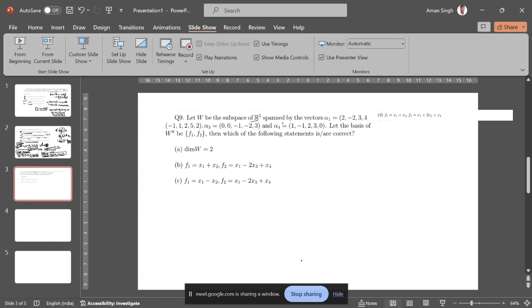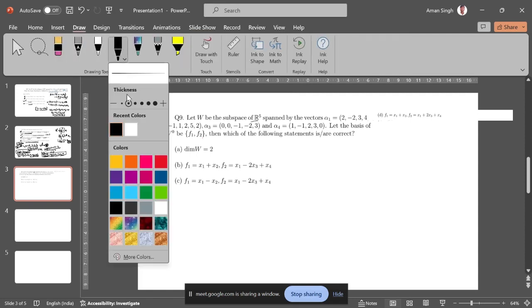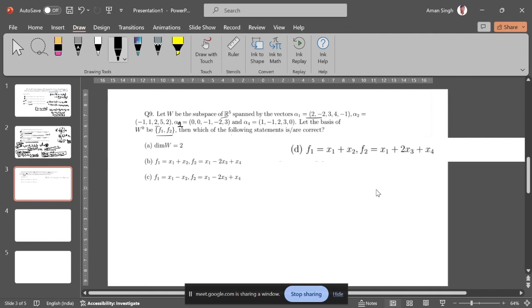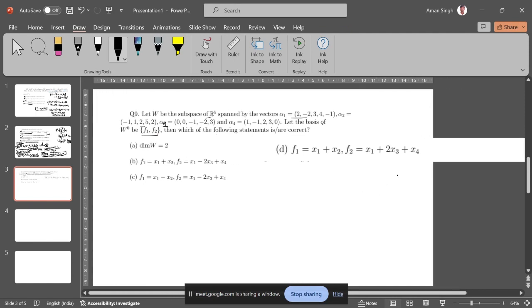W is a subspace of R5, spanned by these vectors: 1, alpha 2, alpha 1, alpha 3, and alpha 4. We have only three vectors. Okay. So let W naught have basis F1, F2. Which of the following is correct? The right side part is not assumed, sir. That's why it is an incomplete question. Oh, sorry, because of this, the option. Sorry for that. I thought this is alpha 2.